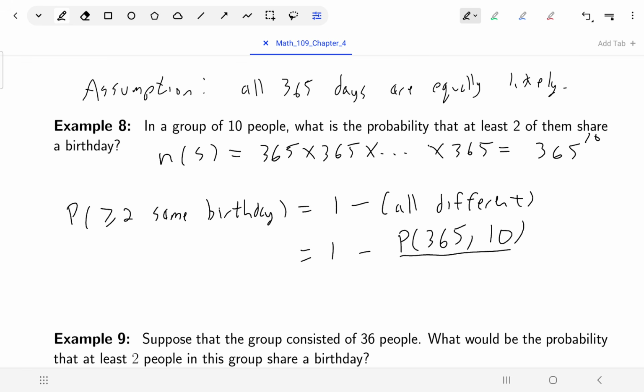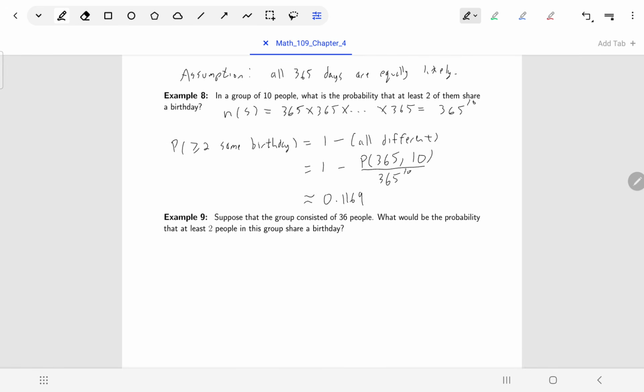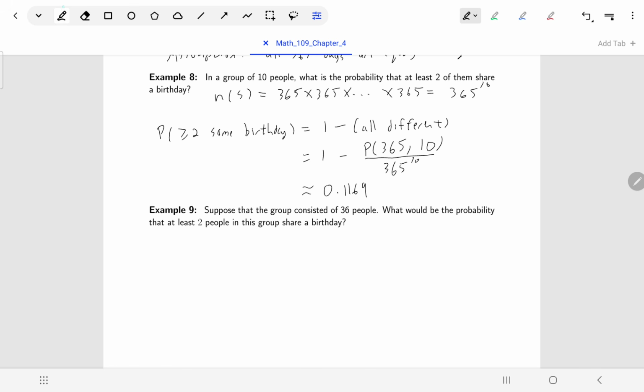So P365 10 out of 365 to the power of 10. And when I compute it, not a big surprise, this is not very big. So for 10 people, the chances of us having somebody with the same birthday as somebody else is only around 11-ish percent, 0.1169.